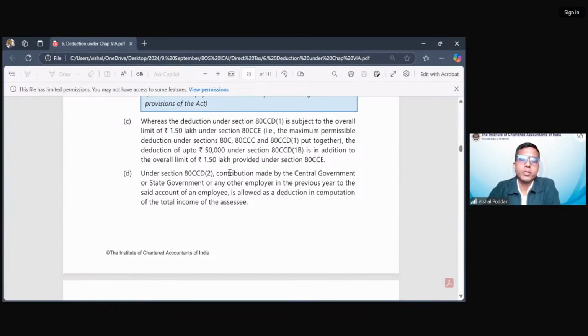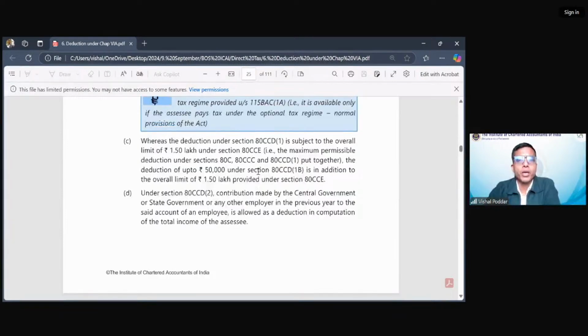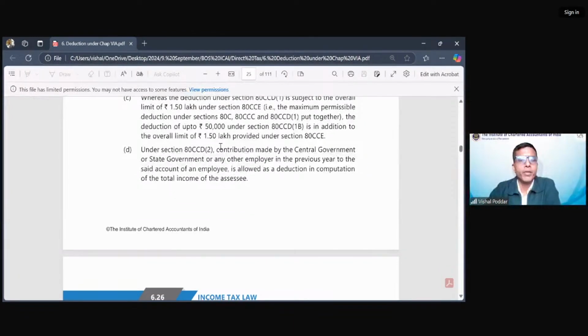Yes, it is 1B for the additional 50,000, Hardik. So 1B gives you the additional limit of 50,000. So 80 CCD bracket 1 is the overall limit of 1,50,000, plus an extra 50,000 is allowed as per 80 CCD 1B. This total makes your limit up to rupees 2 lakhs. And then you have 80 CCD bracket 2. This gives you deduction for the employer's contribution, for which there is no amount limit. There is only a percentage limit applicable.